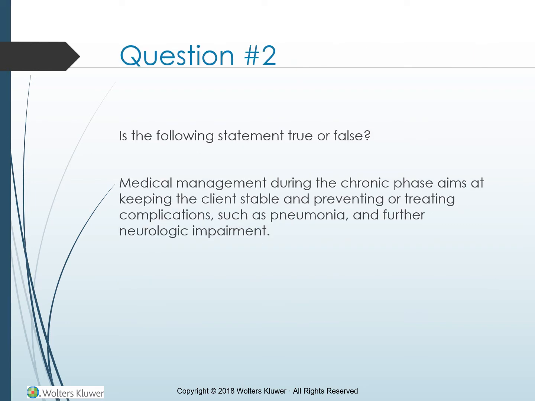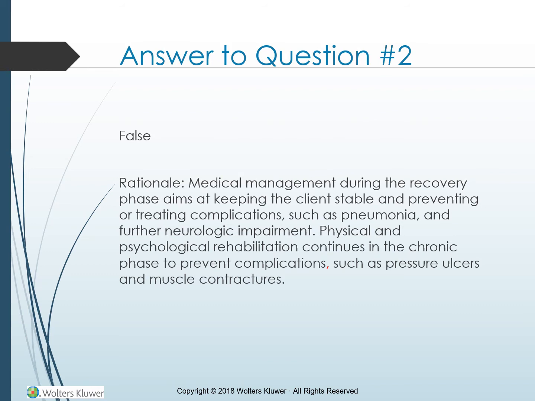Question: is the following statement true or false? Medical management during the chronic phase aims at keeping the client stable and preventing or treating complications such as pneumonia and further neurologic impairment. Answer: false. Medical management during the recovery phase aims at keeping the client stable and preventing or treating complications such as pneumonia and further neurologic impairment. Physical and psychological rehabilitation continues in the chronic phase to prevent complications such as pressure ulcers and muscle contractures.